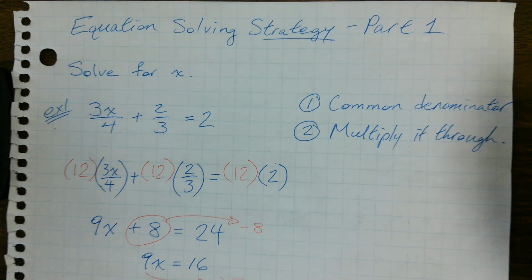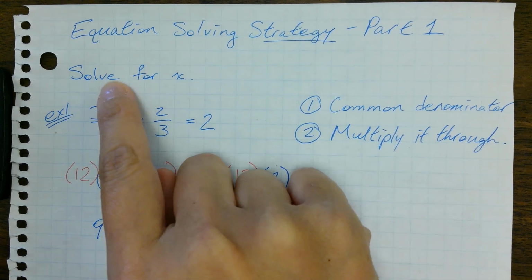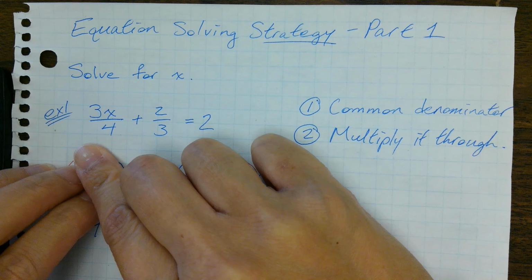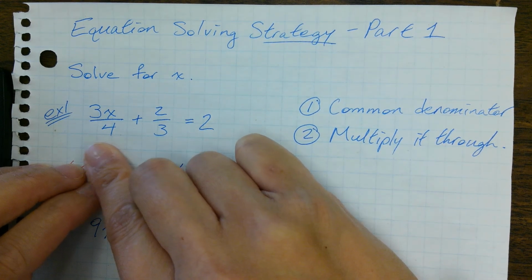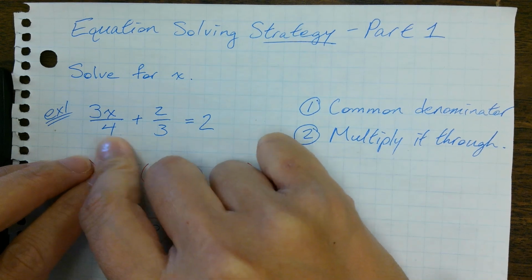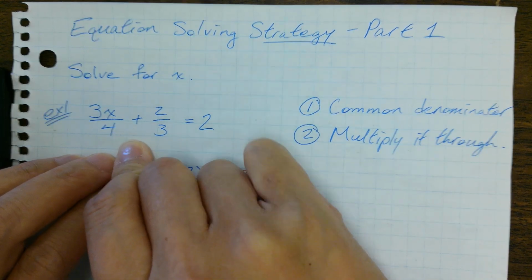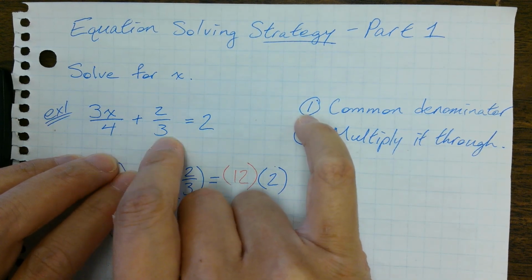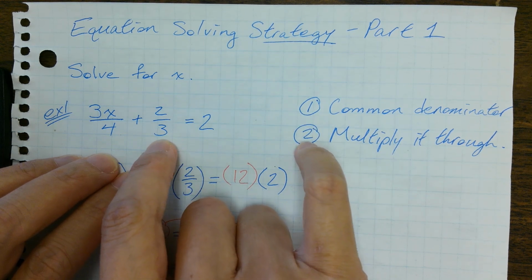Okay, so second half of today's lesson was solving equation strategy part 1. So in this example, we're trying to solve for x. Looking at this example right here, what makes this example ugly is because there's fractions, and we don't like fractions. So there's one strategy that we're going to use: 1, find the lowest common denominator between what's given, and then 2, multiply it through.